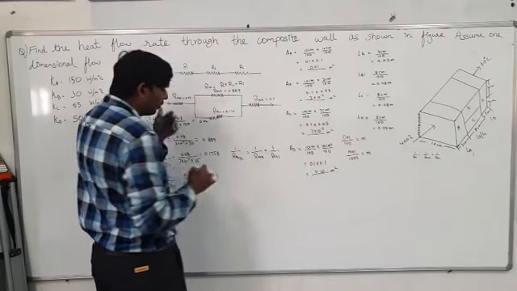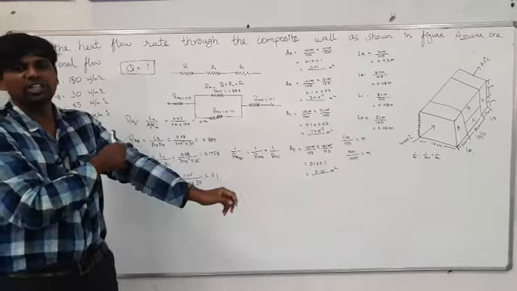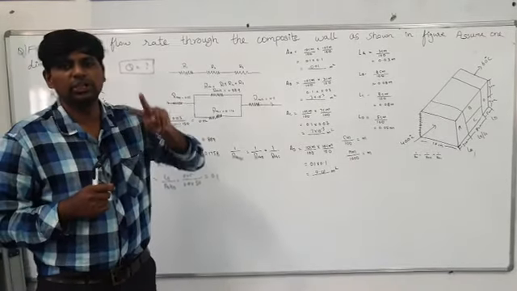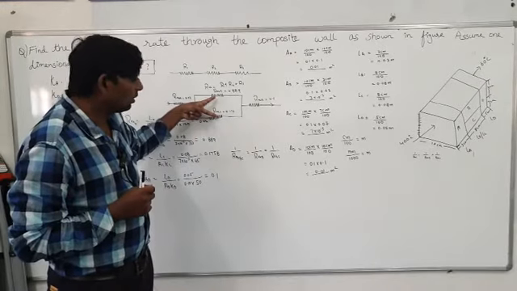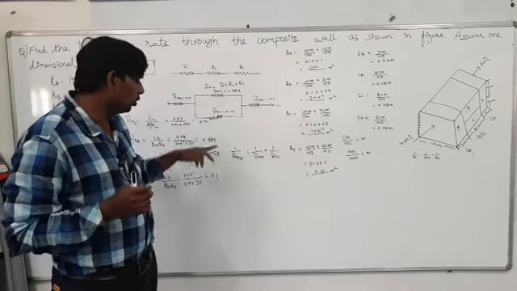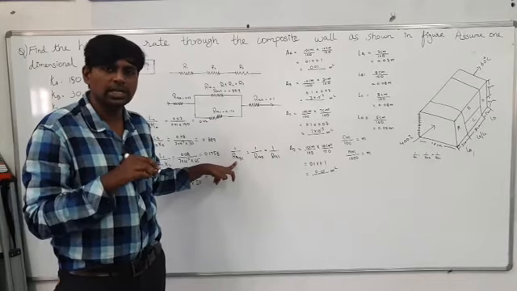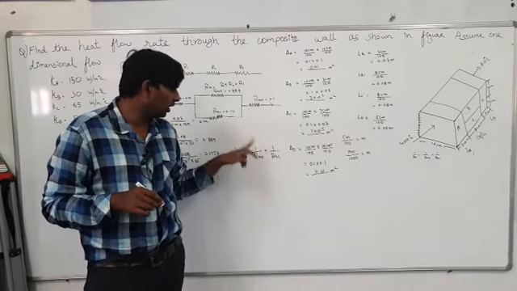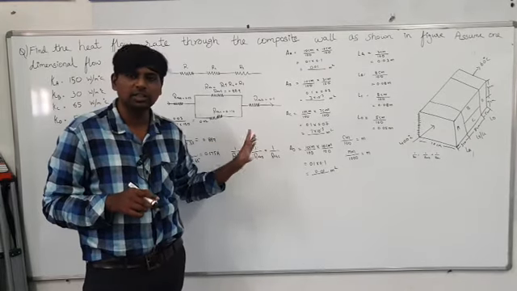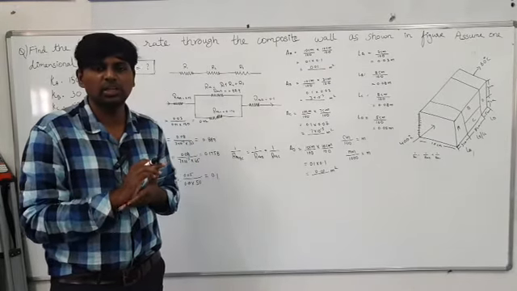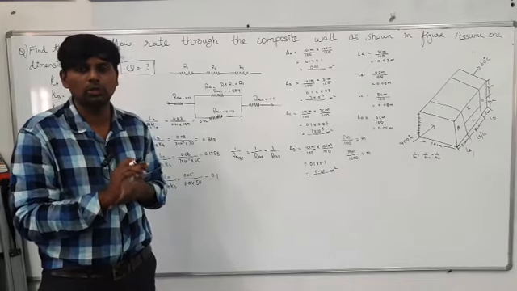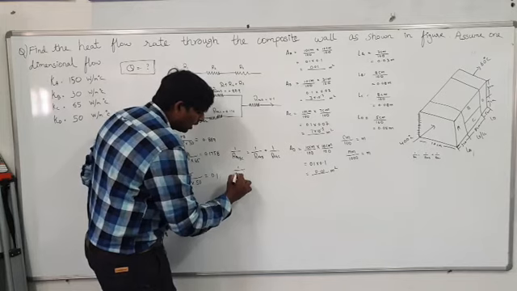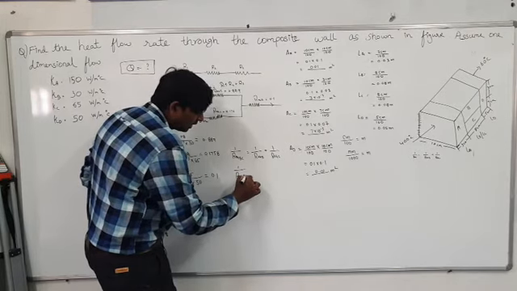This is the way to convert the formula. This is the way to convert parallel into series. This one is in parallel now. If you want to convert, you have to write the combination. 1 by RTHBC is equal to, first 1 by RTHB, second 1 by RTHC. So like this you have to convert parallel into series. So here you substitute the values for 1 by RTHBC.